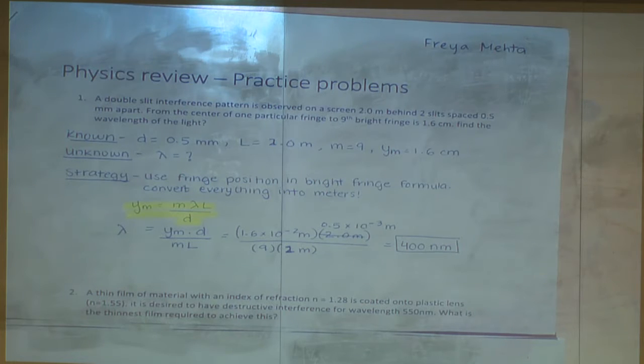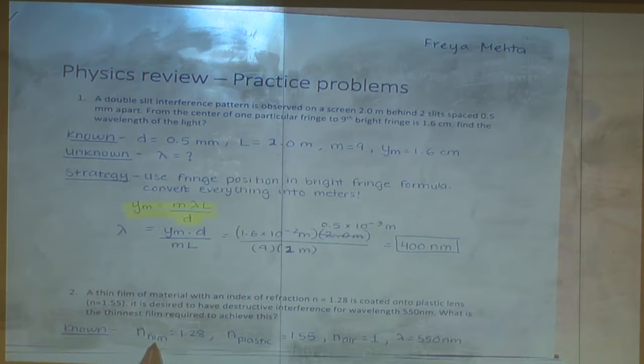We have a formula that we use to find this. If you look at thin film interference in the study guide, there's a lot of formulas. One of them would be for destructive interference. Since we have two materials, a thin film coated on top of a plastic lens, our knowns are the refractive index of the film, the refractive index of the plastic lens, the refractive index of air, which is 1, and the wavelength, 550 nanometers. Our unknown is the thickness of the film.